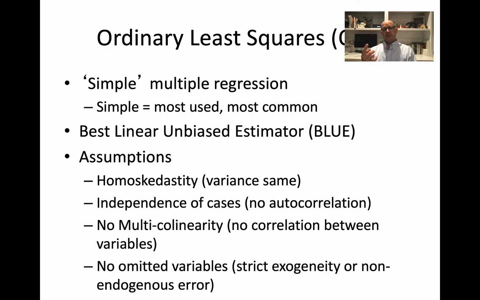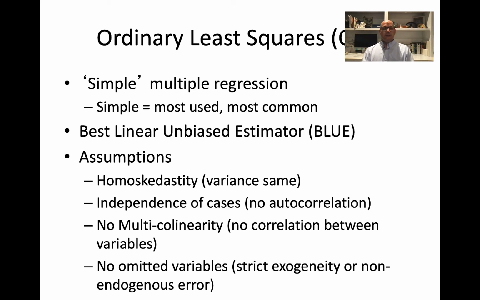Now, the first assumption is called homoscedasticity. That's to say that the variance or the variation is the same across all the variables. Now, that doesn't always hold up, but that's all right. And also it means that there's no predicted pattern in the error. That's probably the easiest way to think about that.